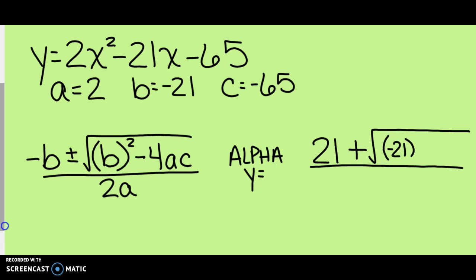Now that's going to be a giant number. That's okay. B squared minus 4 times 2 times negative 65. That's going to make the number smaller. Okay? All over 2 times 2. All right? Once you put that in your calculator and you hit enter, you should get one of the numbers. And I'm guessing it's probably going to be the 13.